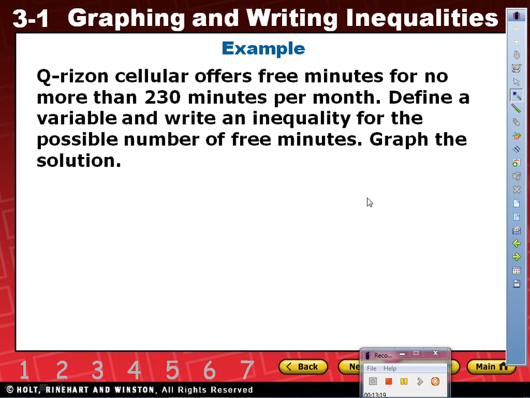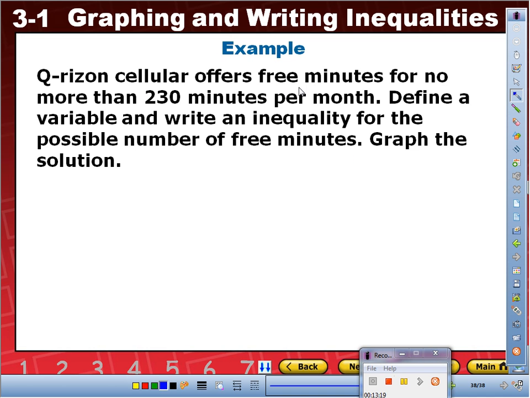First things first, let's see. They're talking about free minutes, okay? So it says here, define a variable. So if they're talking about minutes, what variable are you going to use? That's right. The correct one is M. Why? Because it represents what? Minutes. Okay, we got that. What is our dividing point? 230. All right.